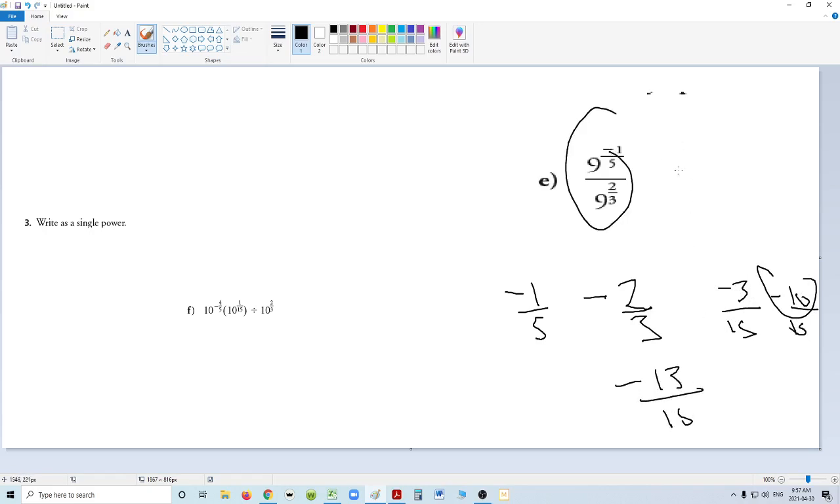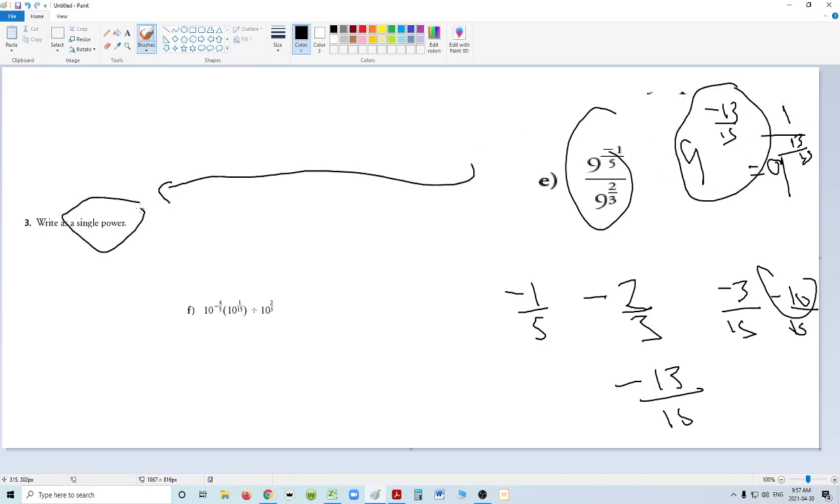So this becomes 9 to the minus 13 over 15, which becomes 1 over 9 to the positive 13 over 15. That's not resolvable. This is fine just like this. I mean, the calculator can spit something out. It might be resolvable anyway. But this is a way of expressing it, and that's all the question asks for, right, as a single power.